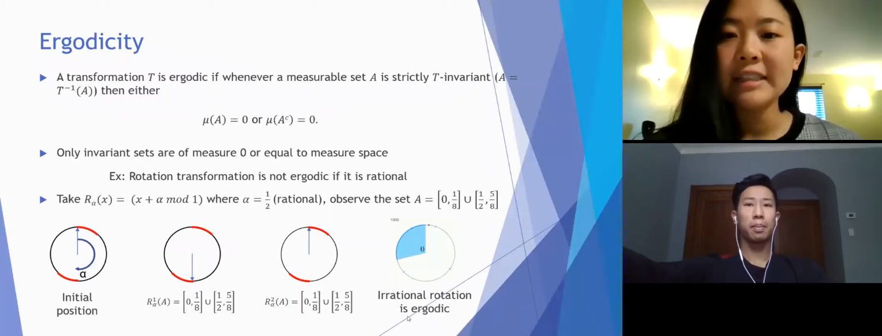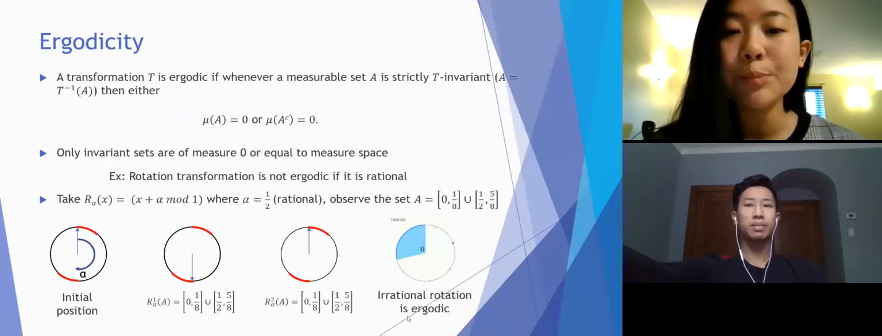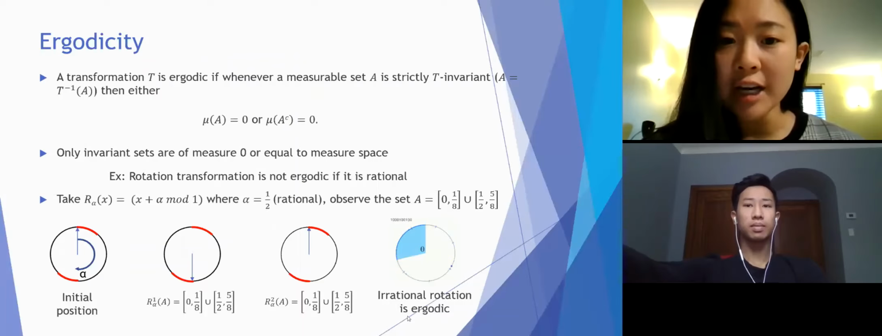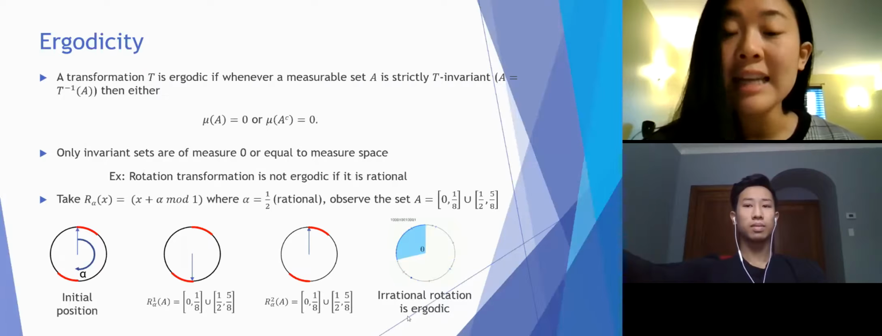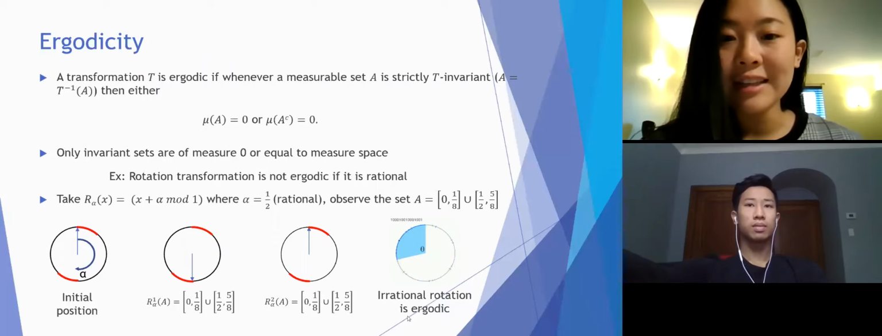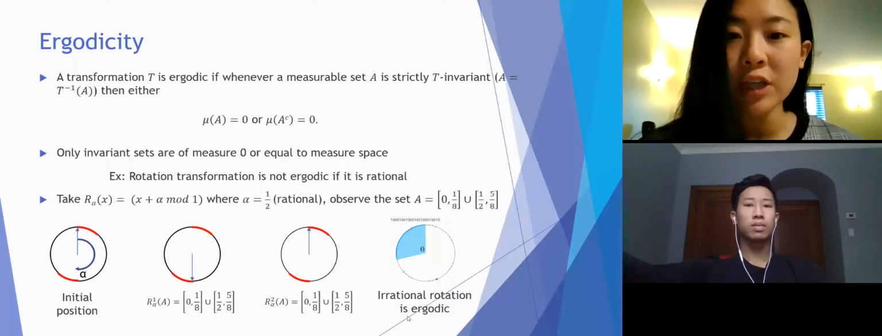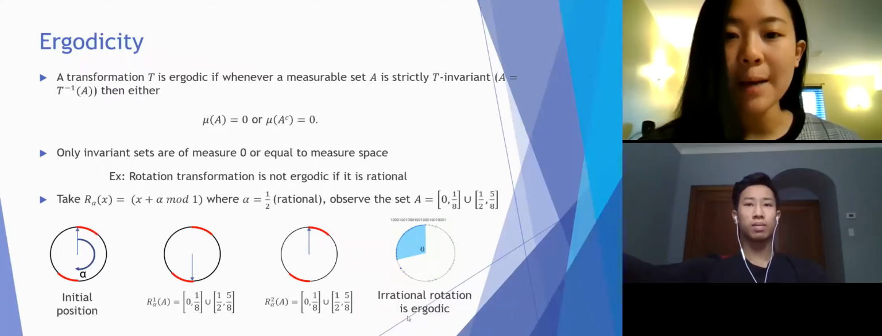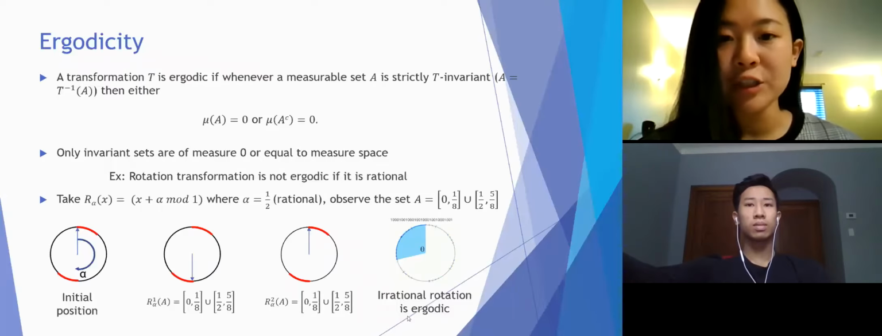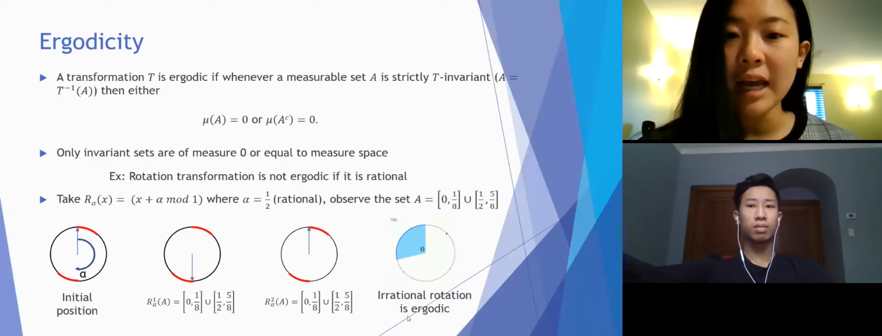A strictly T-invariant set is simply a set that is equal to its previous iteration. For T to be ergodic, any T-invariant set that can be found in the system has to either have measure 0 or have equal measure to the measure space. An example of a non-ergodic transformation is a rotation with a rational alpha. For example, if we use alpha equals a half, which is rational, and observe the T-invariant set A, that is the union of 0 to an eighth and a half to 5/8, it is not ergodic because the measure of this set is a fourth, which is not equal to either 0 or 1.